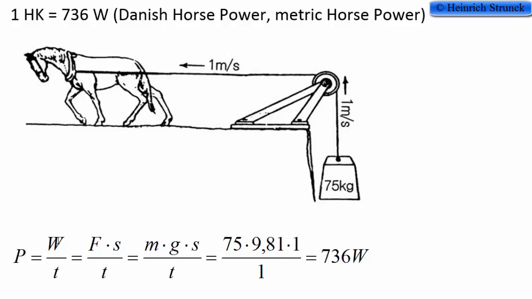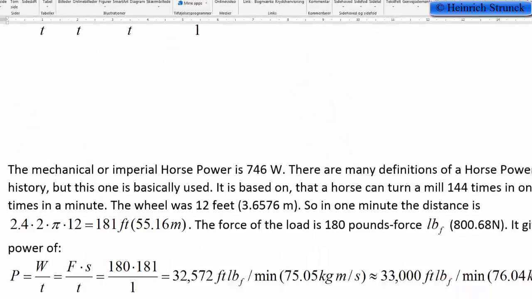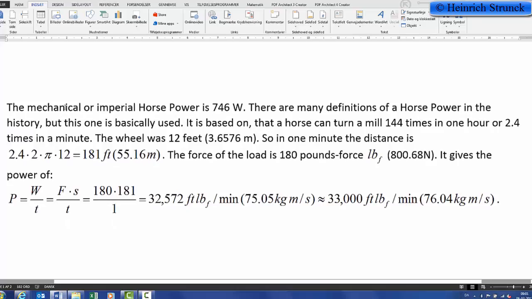We know that power is work divided by time, and work is the force times the distance. The force is the mass of the weight times gravity, and the distance divided by time. And if the distance was 1 meter and the time was 1 second, we actually only have mass times gravity, and it gives 736 watts. We also have a horsepower, a mechanical or imperial horsepower, and it is 746 watts.